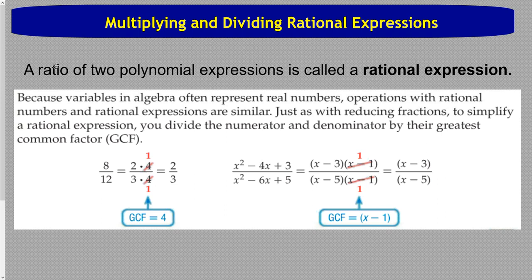Just as with reducing fractions, to simplify a rational expression, you divide the numerator and denominator by their greatest common factor. So in all things that we do with rational expressions, we're always going to be looking to find the greatest common factor of the numerator and denominator, and then to divide that out. We always want to leave all rational expressions in the most simplified form possible.